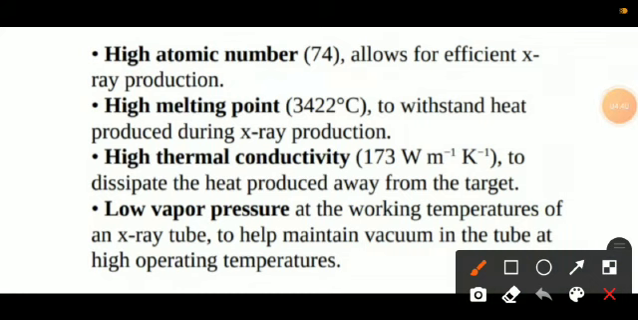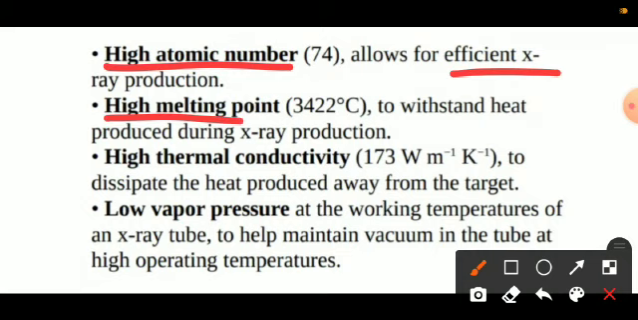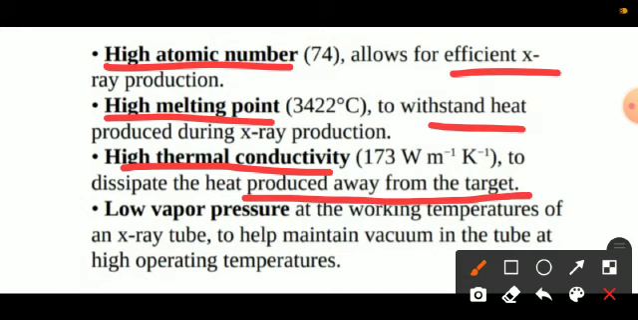Why is tungsten used? Because it has a high atomic number, allowing efficient X-ray production. It also has a high melting point, to withstand the heat produced during X-ray production. It also has high thermal conductivity to dissipate the heat produced away from the target. It also has low vapor pressure at the working temperature of an X-ray tube, which helps maintain the vacuum in the tube at high operating temperature.